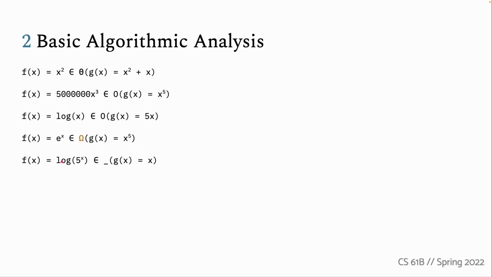And last, we have log of 5 to the x. Now, this might be a throwback to logarithmic rules if you remember them. But log of 5 to the x is actually the same as x times log 5. And in that case, log 5 is just a constant coefficient which can be dropped. So really, f of x is equal to x, and g of x is equal to x. So this is going to be another theta bound.